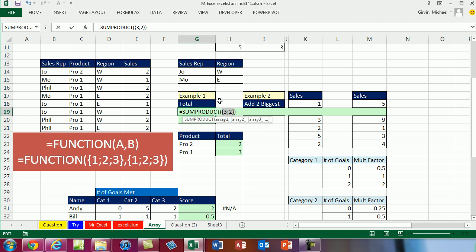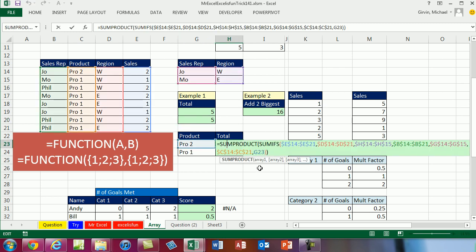It'll spit out two. Now, in this particular circumstance, if we had a database, we would just use DSUM, and the criteria is actually AND/OR. It's Joe and West, or Mo and East. So obviously we use DSUM, but you could imagine a different situation where DSUM is hard to use when you want to copy the formula.